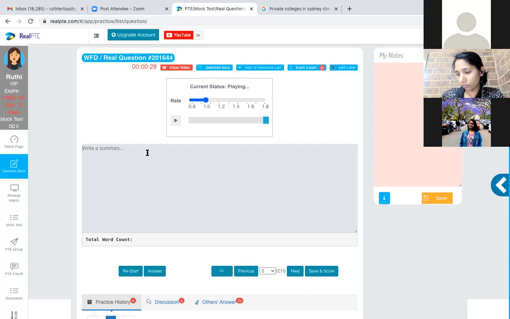Study core 3. Are you guys writing it down first? Are you writing it or you're directly typing it? I'm writing it down first, and then typing it. Okay.